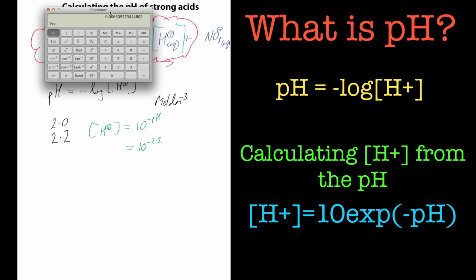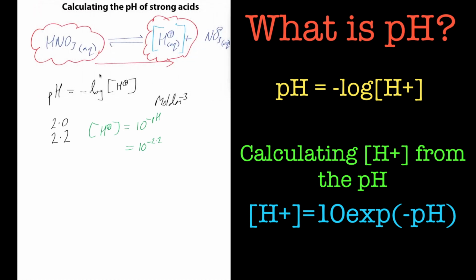Okay, so just move my calculator out of the way now. So I'll write that value in. So that equals 6.3 times 10 to the minus 3 moles per decimeter cubed. Okay, so we've worked out, based on the pH, the concentration of H plus in our solution.